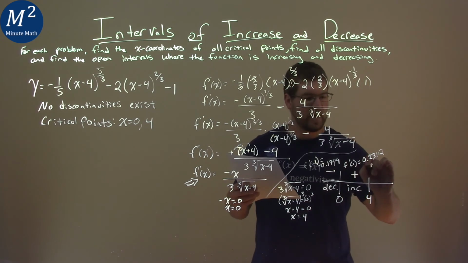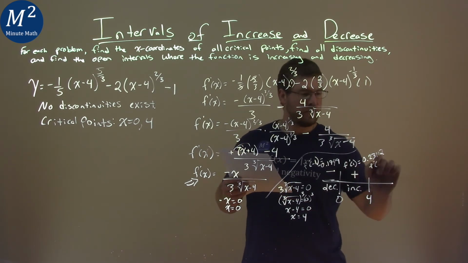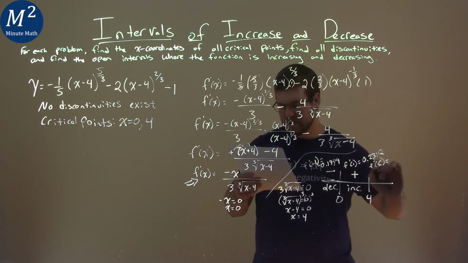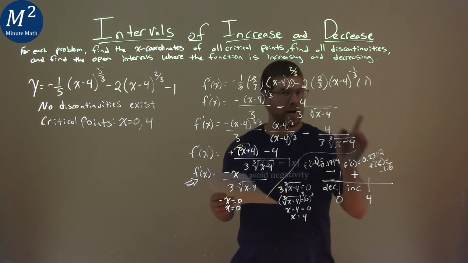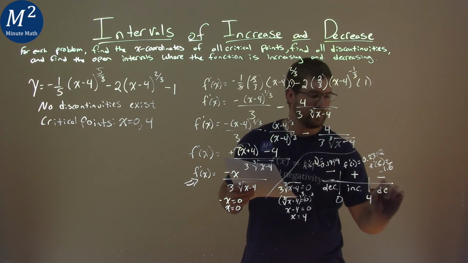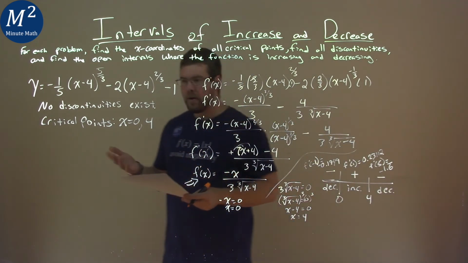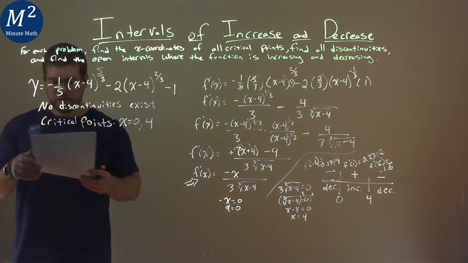Then I want to find f prime of, I picked 5, just bigger than 4, and that came out to be a negative 1.6 repeating. Don't care the number, I care that it's negative, and we're decreasing. And so now I have my intervals where we're decreasing and increasing here. I can write them out.